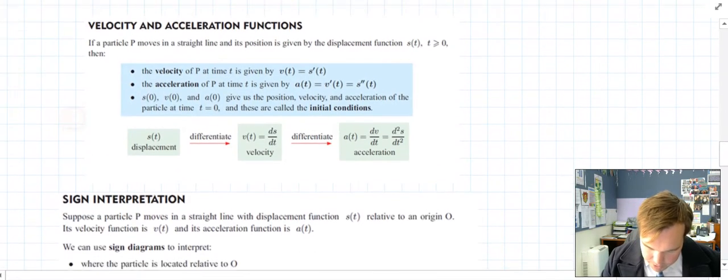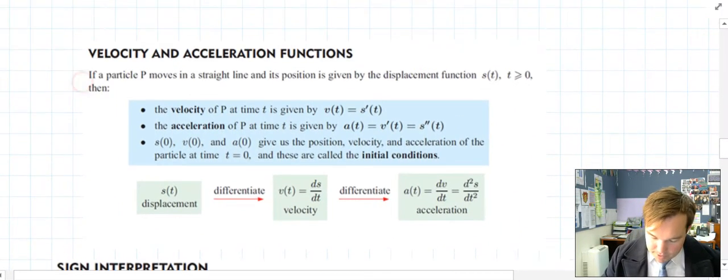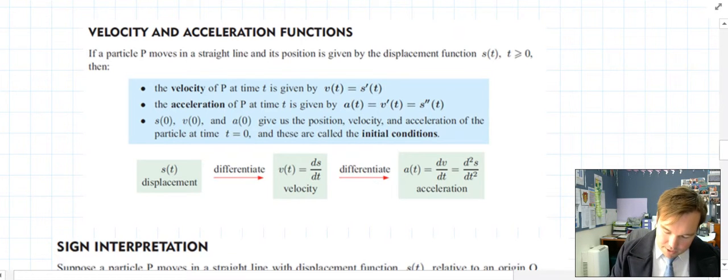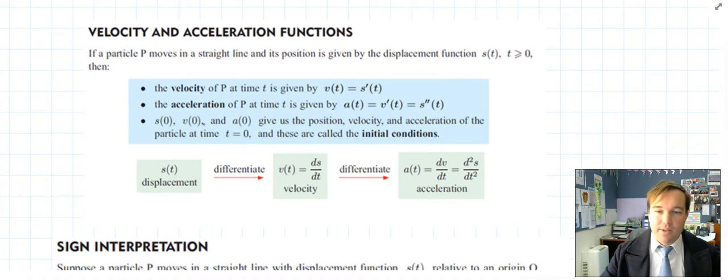Alright, more notes. So here we explained in the previous video that we differentiate to get from displacement to velocity to acceleration. Note that s(0), v(0), and a(0) are what give us information about the position, velocity, and acceleration of the particle at time 0. So at time 0, the particle might not be standing still, it might be moving, it might start to the right, start to the left, etc.